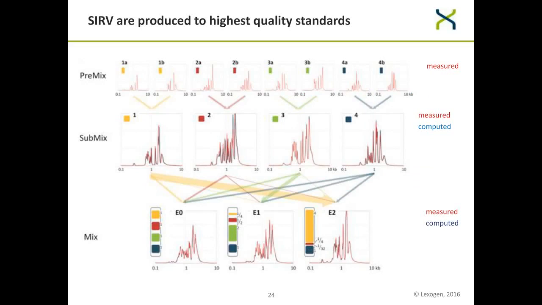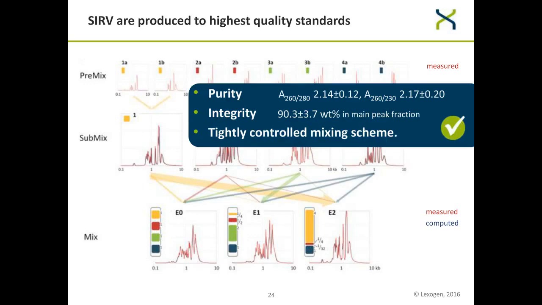We follow this high quality through the whole mixing scheme. So a number of SERVs are combined in premixes where we can still determine exactly the number and the quality of the SERVs that are in these premixes. We tightly control how they are then combined to submixes. So we have now 4 submixes. These, of course, have high quality values. And these 4 submixes we then combine into 3 final mixes. The mix E0, E1, and E2.